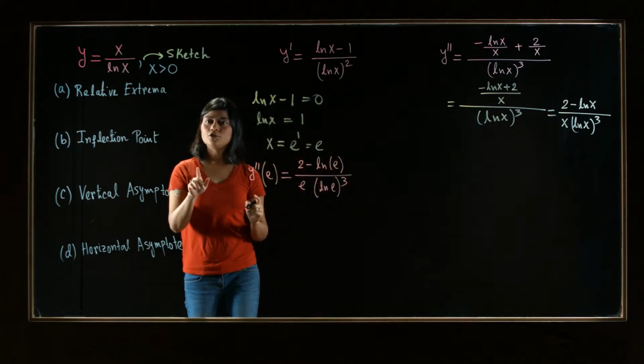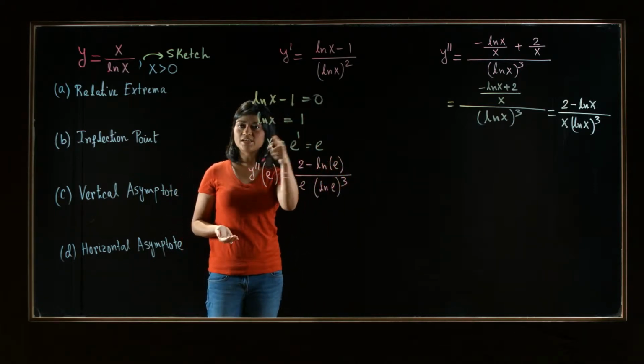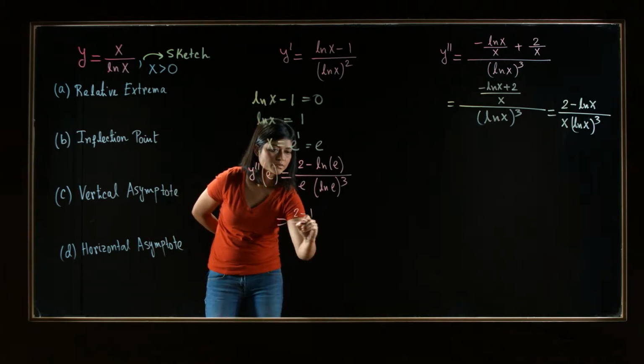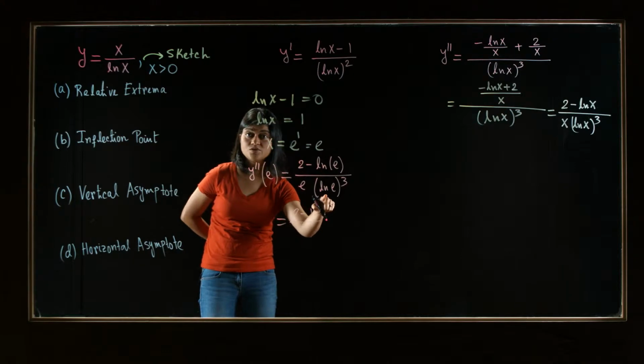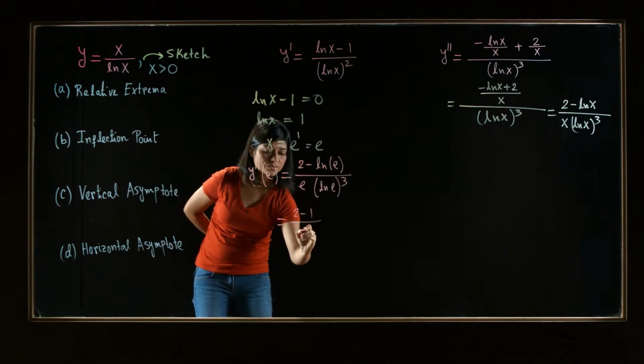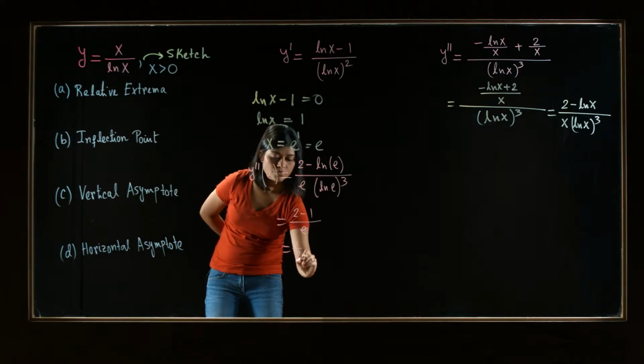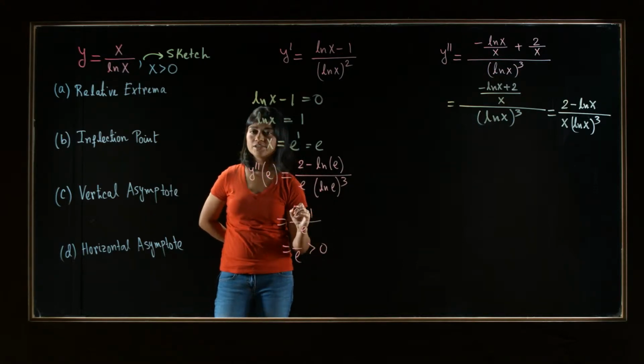Now what do we know about natural log of e? It is 1. That's how we solve this. So this is 2 minus 1, over natural log of e, which is 1, so 1 cubed is 1 in the denominator. This is just e. And you notice that this is just 1 over e, which is a positive quantity.